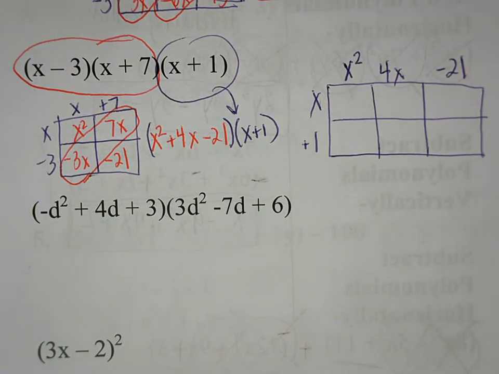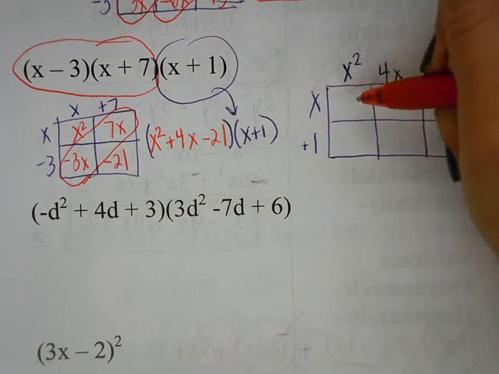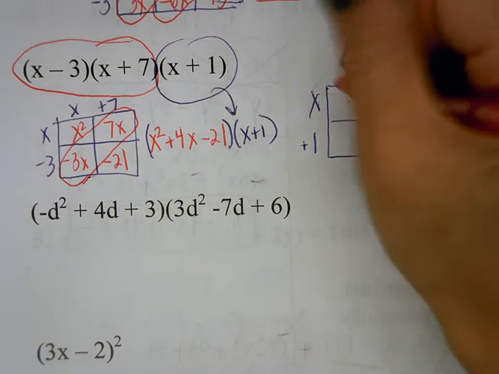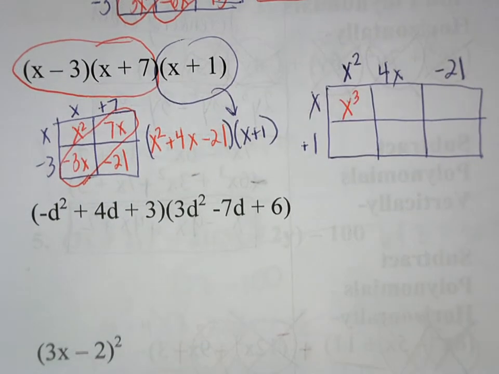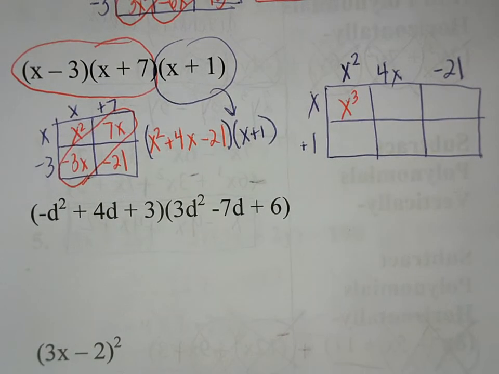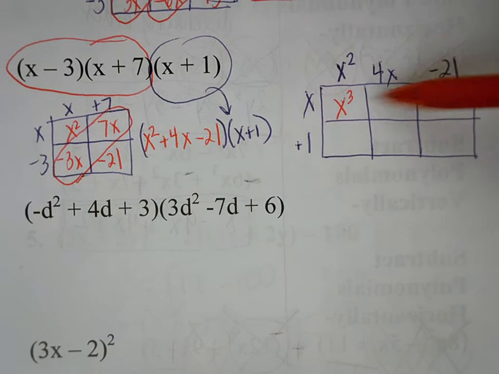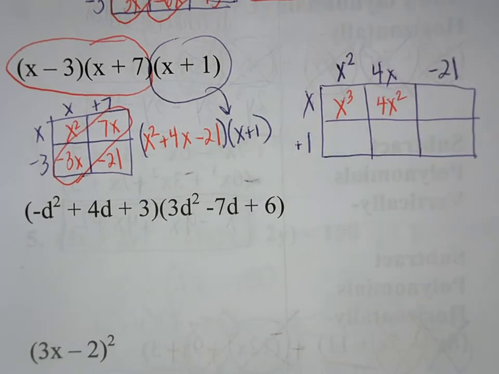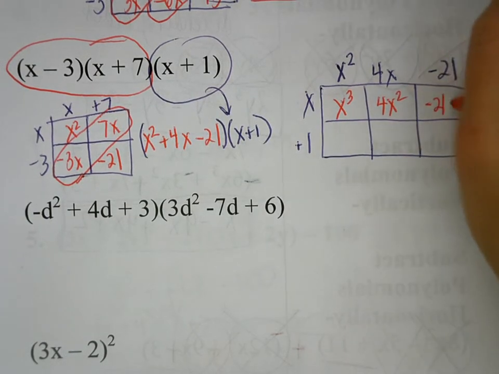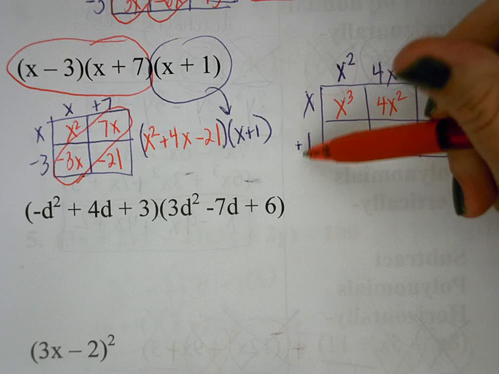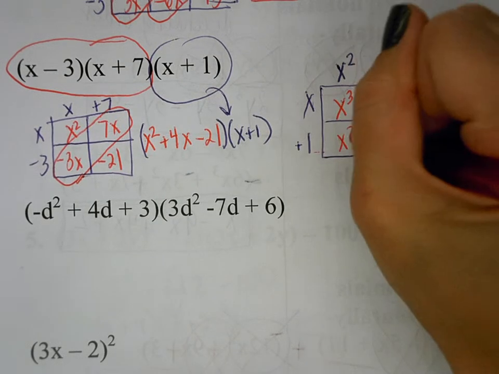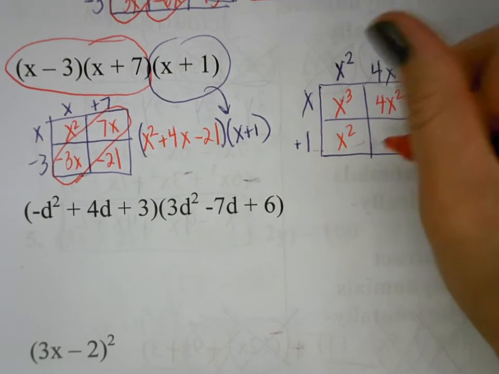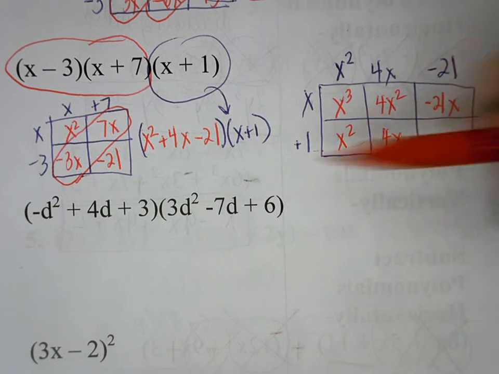Am I going too fast? Or are we good? Okay, so this first box is x times x squared, which is x cubed. x times 4x is 4x squared. x times negative 21, negative 21x. Then we have 1 times x squared, which is x squared. 1 times 4x is 4x. And 1 times negative 21 is negative 21.